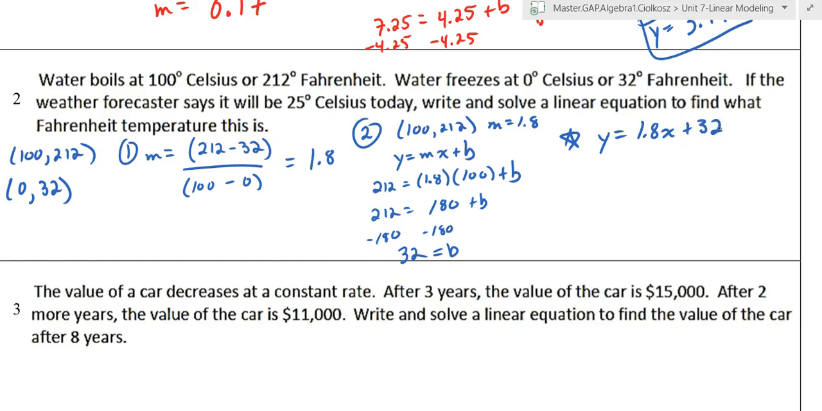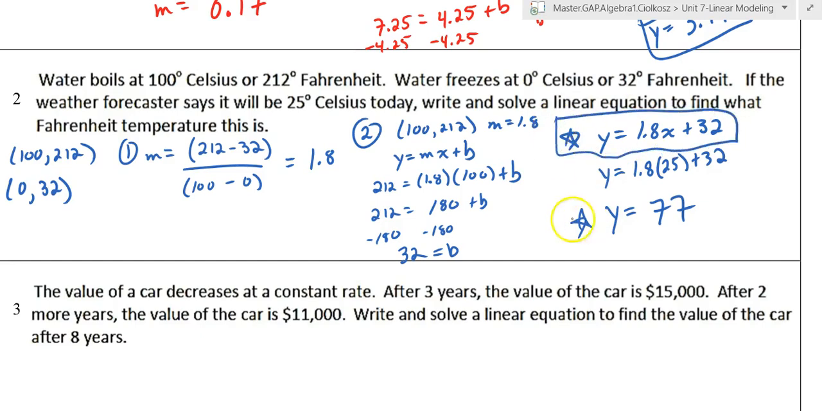Now, it's saying it's going to be 25 degrees Celsius. Well, we wrote Celsius as our y's. Or I take that back, we wrote Fahrenheit as our y's because it was the second thing listed. So Celsius represents our x. So here I'm going to plug in that 1.8 for my Celsius of 25 and figure out what the Fahrenheit is. That gives me 77. So these would be the two answers we're looking at here.